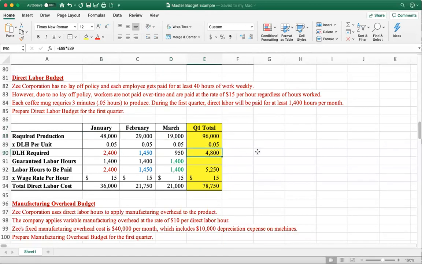4,800. Now, because the guaranteed labor says that during the first quarter, direct labor will be paid for 1,400 hours per month.